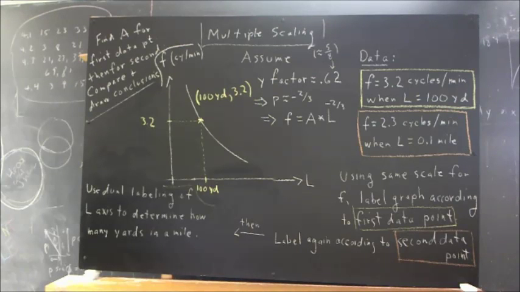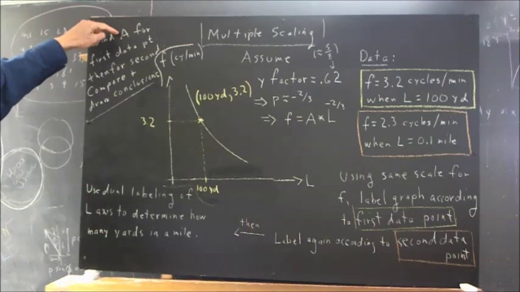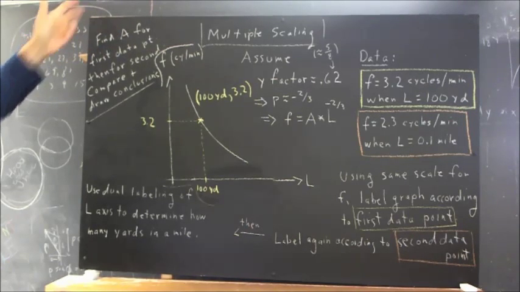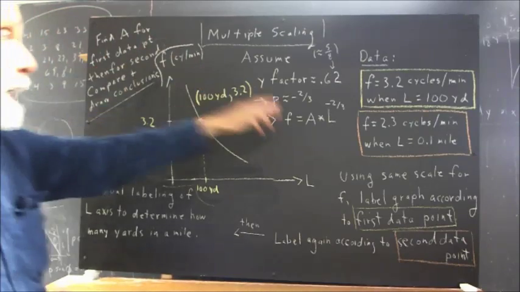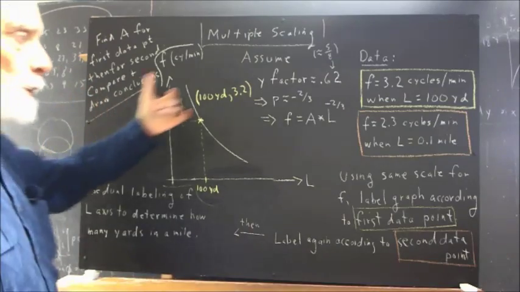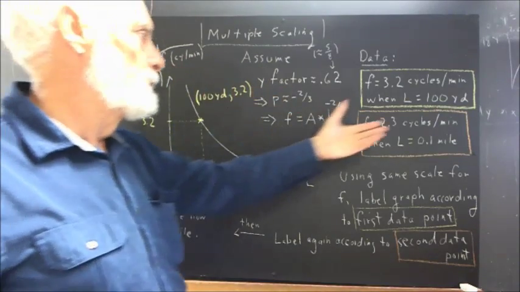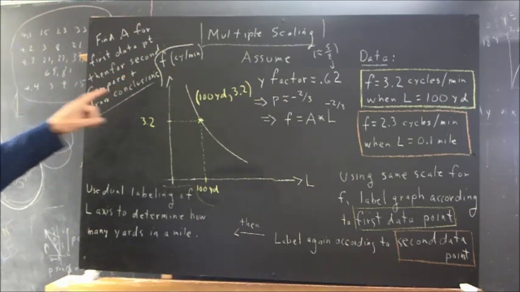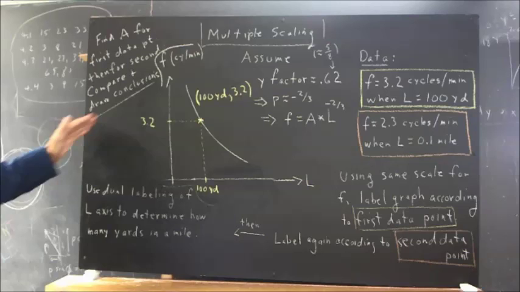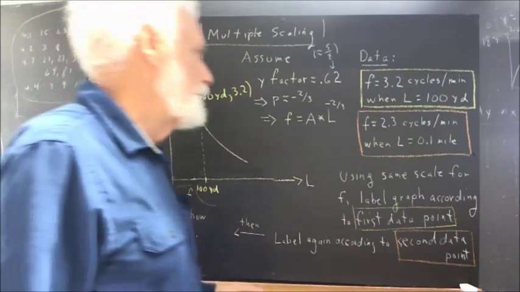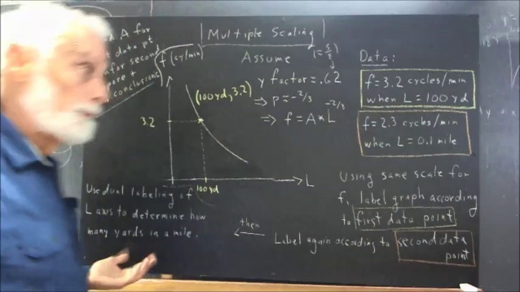Okay, then you want to find A for the first data point, for the first labeling. What is the value of A that would correspond to the first data point, and what's the value of A that would correspond to the second data point? Okay, compare those values of A, and again, see if you can draw conclusions, especially related to the question of how many yards there are in a mile.